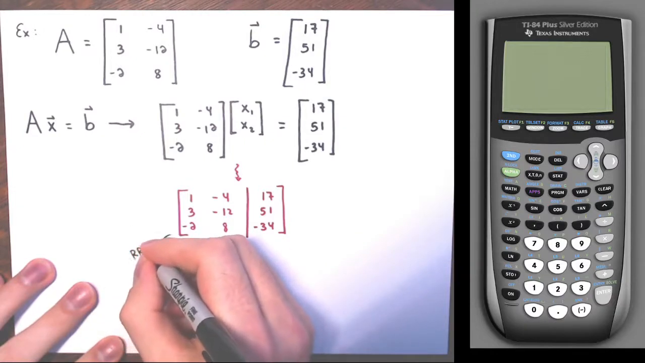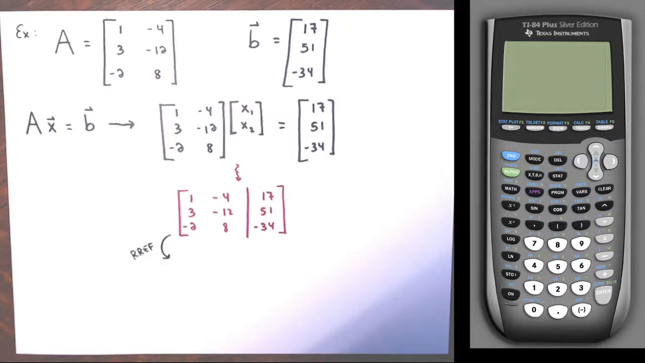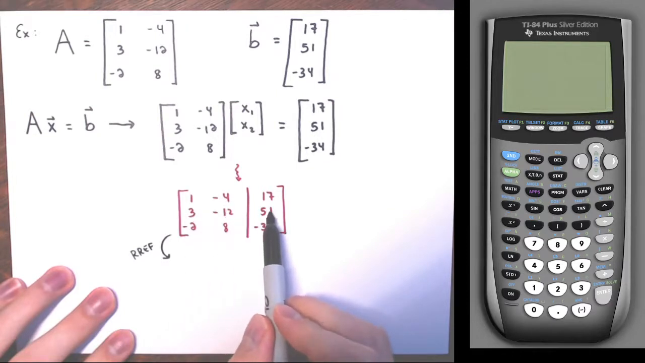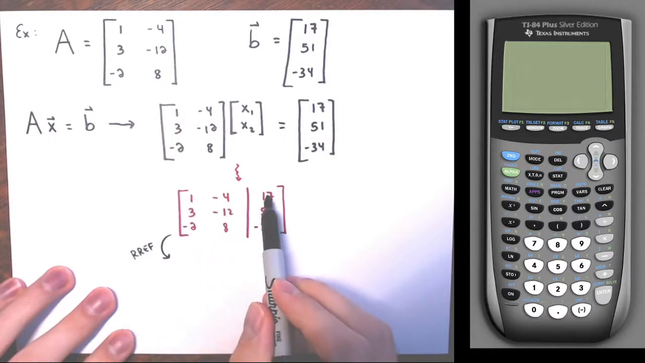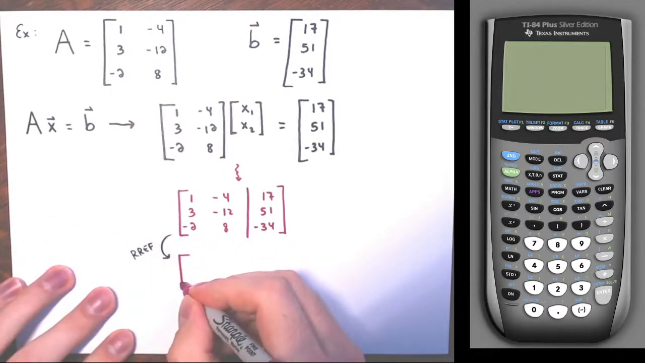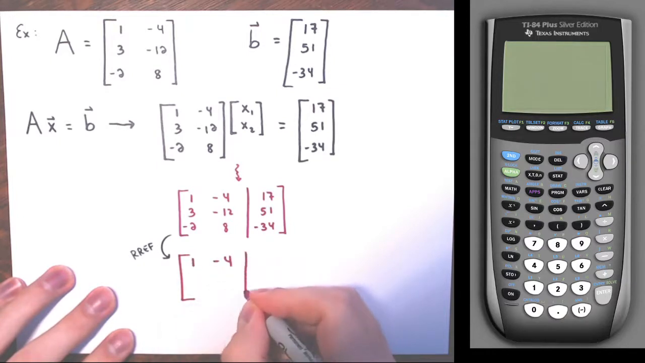RREF. Now this one's pretty simple. I don't need to go to a calculator for this one. See how if I just multiplied the first row by -3 and added it to the second row, it would be full of zeros. And if I take the first row, multiply it by 2, and add it to the third row, it will be full of zeros. Okay, so my reduced echelon form is simply the first row is 1, -4, 17.